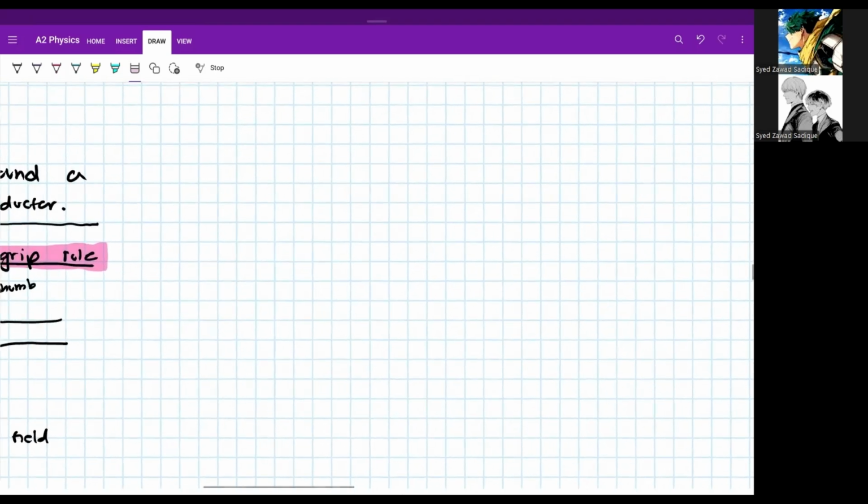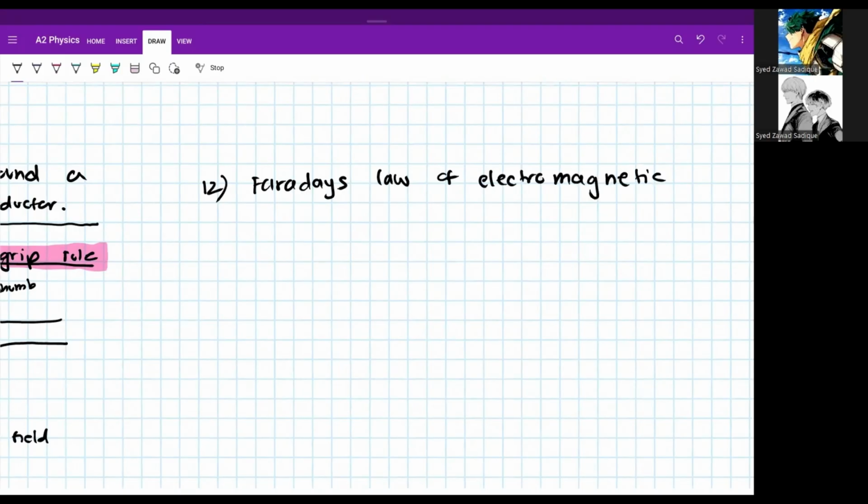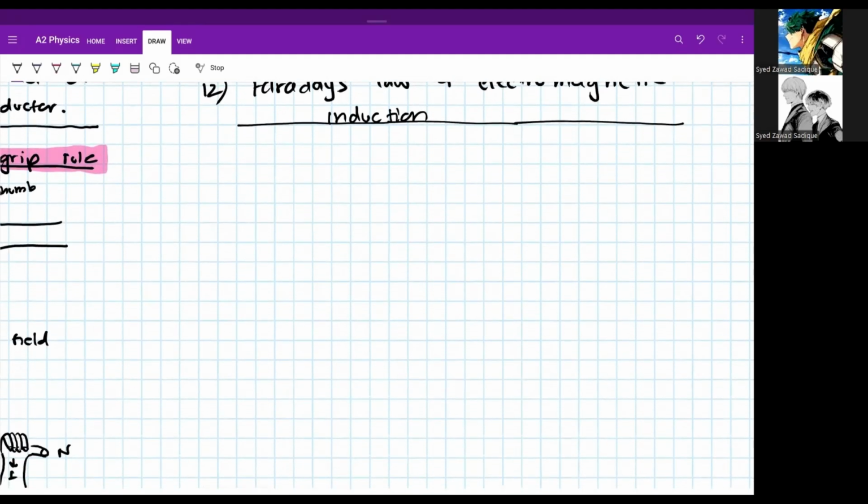Okay, so concept number 12 is Faraday's law of electromagnetic induction. Faraday's law of electromagnetic induction is defined by the formula E equals minus N d phi by dt, the change in magnetic flux linkage divided by the change in time, whose unit is volts.